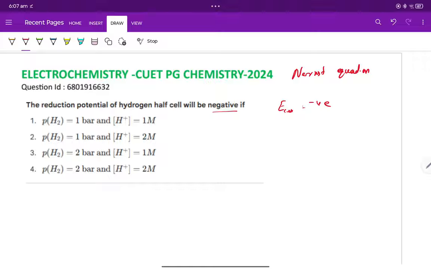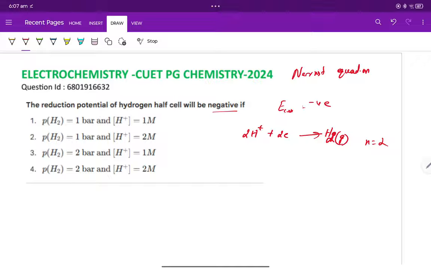So, what are the conditions? The concentrations are given here. If you write the Nernst equation, what will be the equation for the reaction of this one? It is called the hydrogen half cell. So this reaction, if I write the reduction reaction with 2 electrons, will be 2H plus plus 2e minus giving you H2 gas. So this is our reaction, and you can see that the N value is equal to 2.